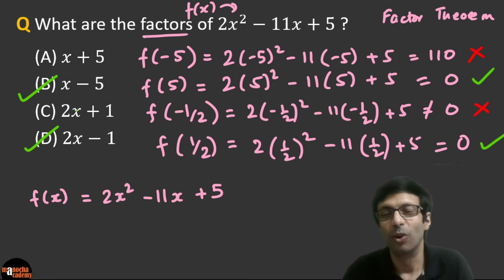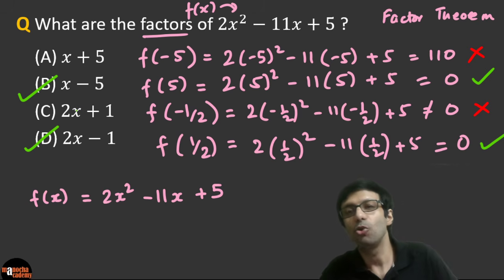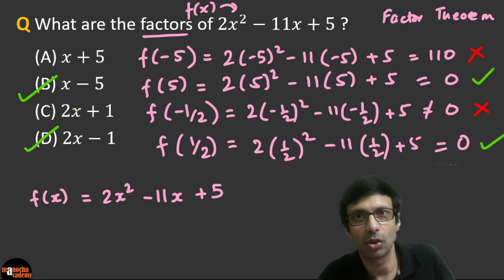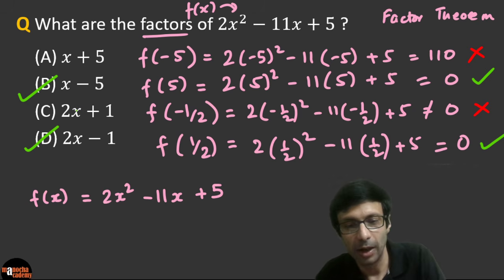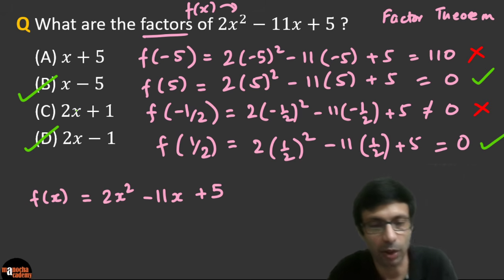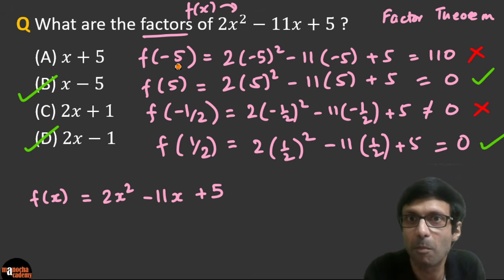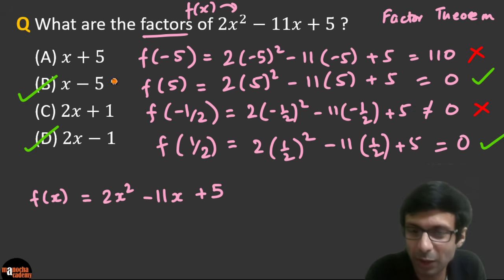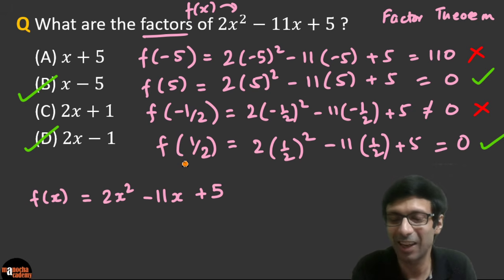Okay, so this is the quick way to find without doing any divisions or factorizations. We are just using the factor theorem, and be careful while substituting, because for x plus 5, we are substituting minus 5. For x minus 5, it's f of 5, and so on. Okay, so guys, please take care of that.